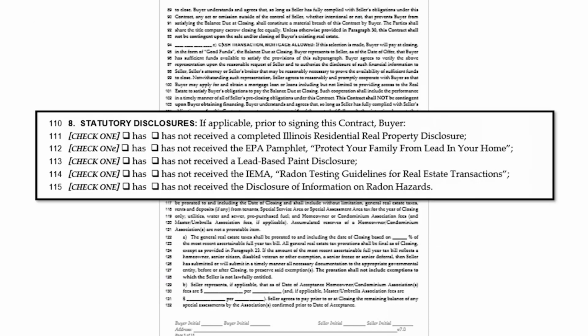So the next paragraph, paragraph 8, is about the disclosures. Prior to signing the contract, all we want to know here is, has the buyer received or not received his residential real property disclosure, the lead disclosure, the lead pamphlet? Has he gotten his radon guide? Has that been disclosed? And the lead paint and the lead-based paint.